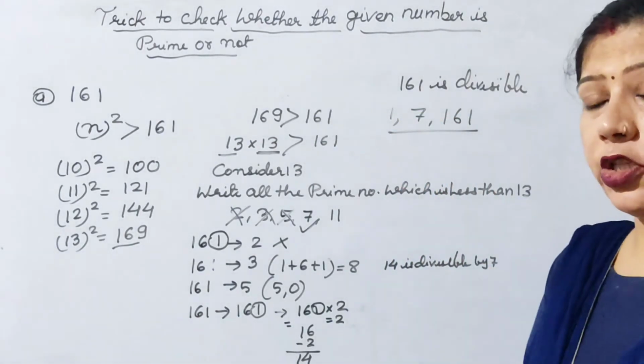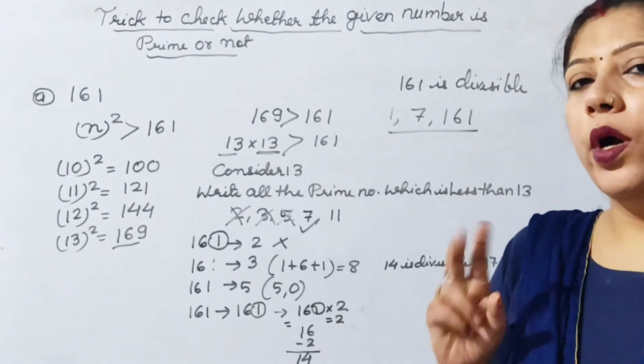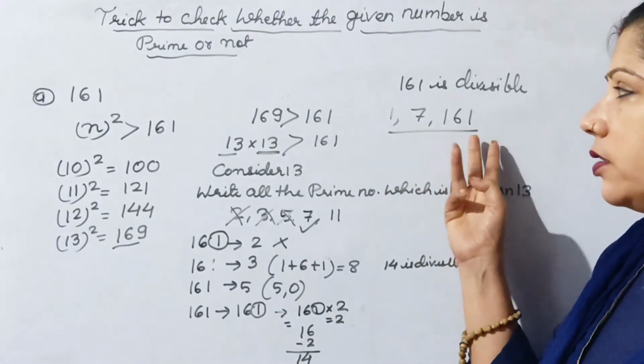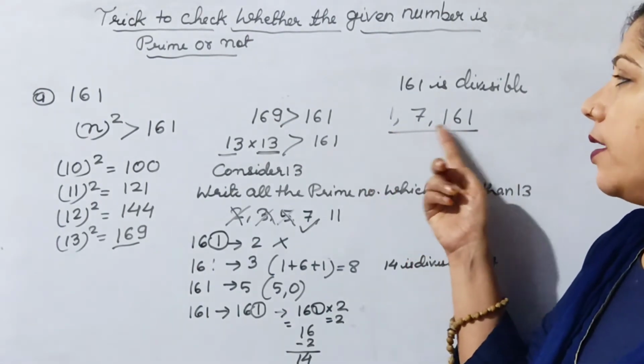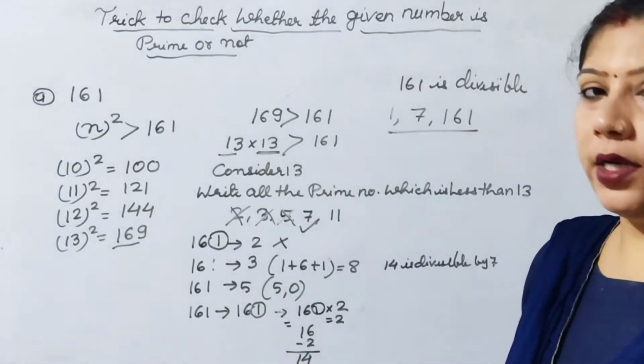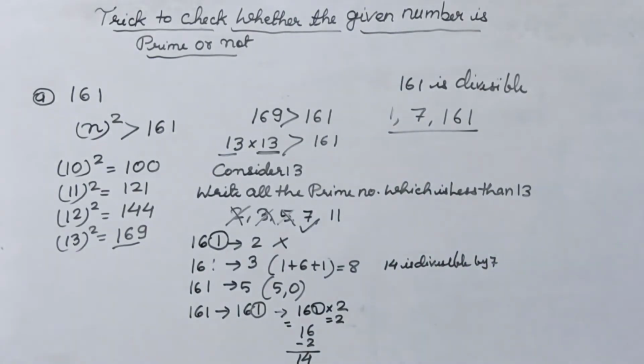Why? What is the definition of a prime number? A prime number has only 2 factors, 1 and the number itself. But now we have got 3 factors: 1, 7 and 161. But you can check till this number only. Alright, so let's see another example.